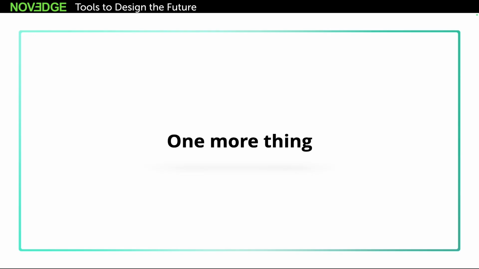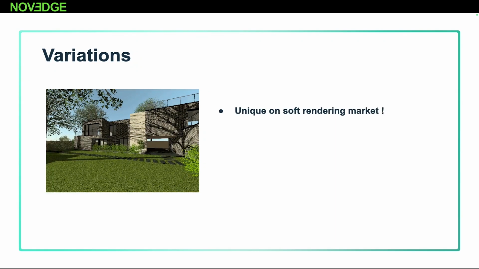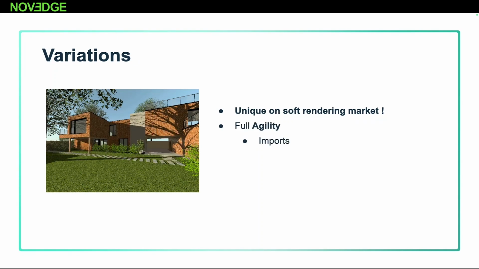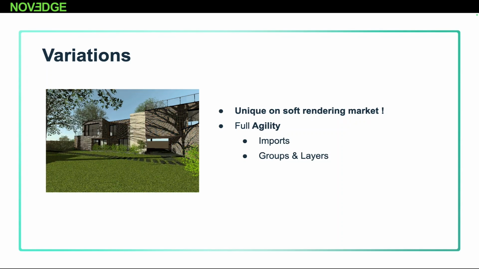We have one more thing. In Artlantis RT², you can create unlimited variations. Variation is a unique feature in the rendering software market. It means that you can import a different version of your project. It will use groups and layers, and of course 3D objects.